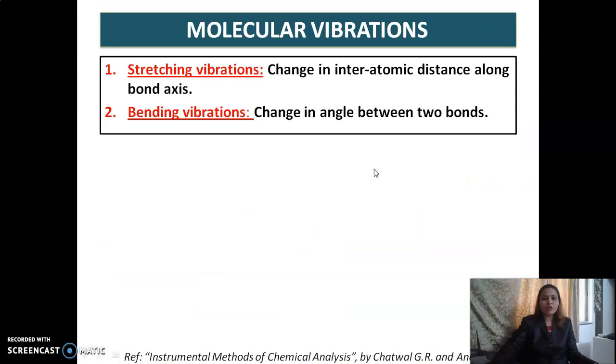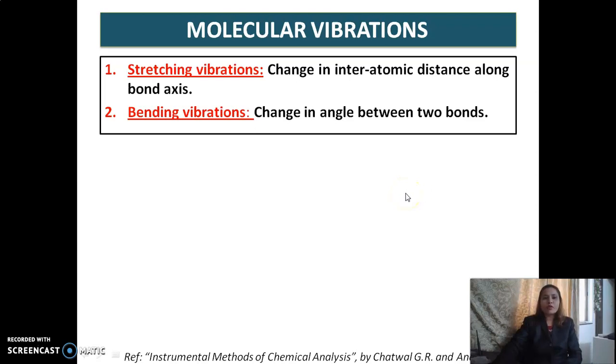Now shift to the molecular vibrations. After absorption of IR radiation, the molecule gets vibrated. When the molecule vibrates, it has different types of vibrations. First is stretching vibration. Second is bending vibration. Stretching vibration means the change in interatomic distance along the bond axis. Bending vibration means change in the angle between the two bonds.